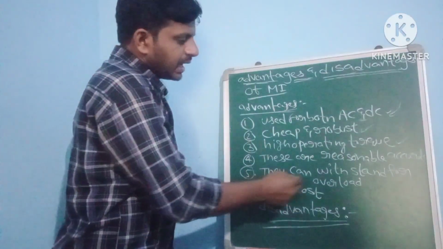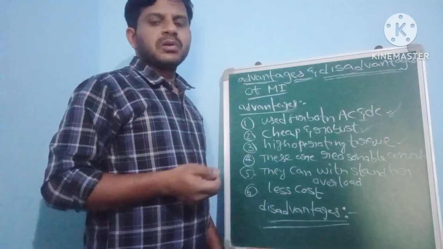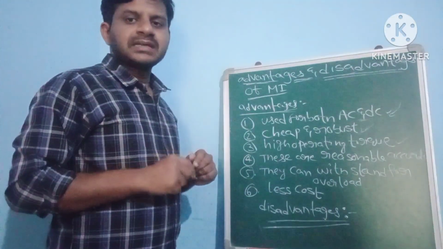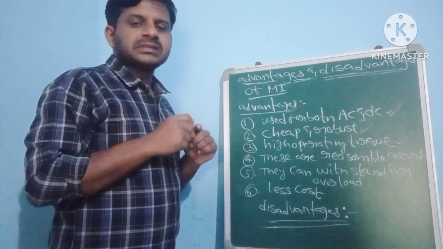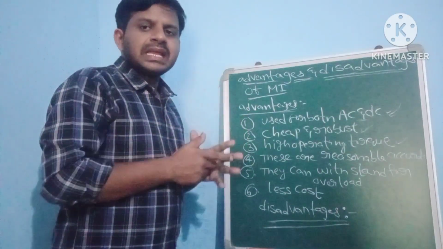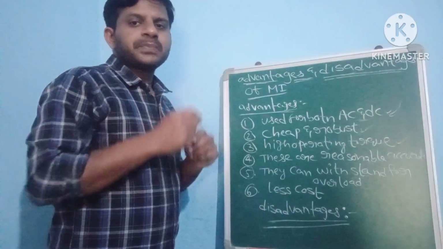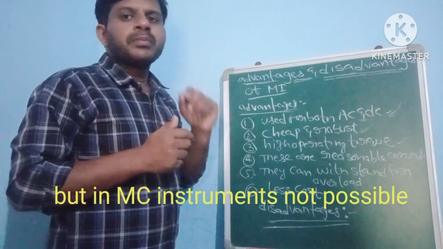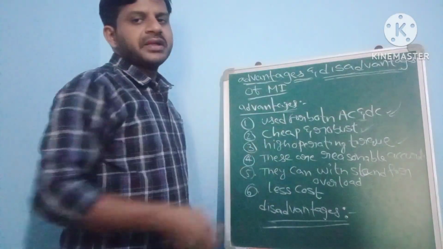As well as they can withstand overloads. Suppose in the case of PMMC instruments, we are using only a spring as well as permanent magnets. That's why if the input current suddenly increases, it may cause damage to both the spring as well as the core material entirely. That is the major advantage of moving iron instruments.